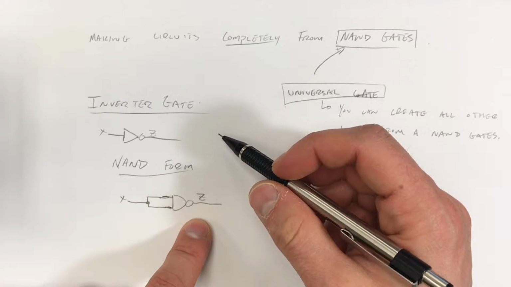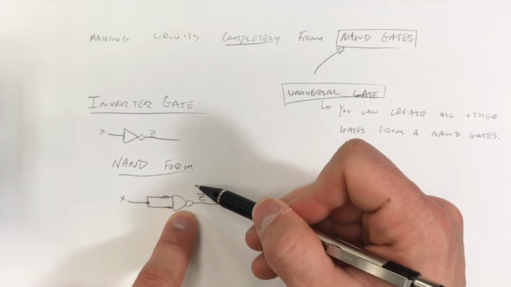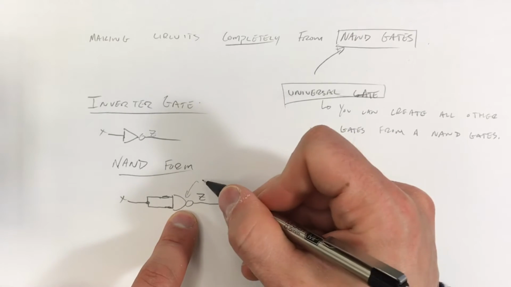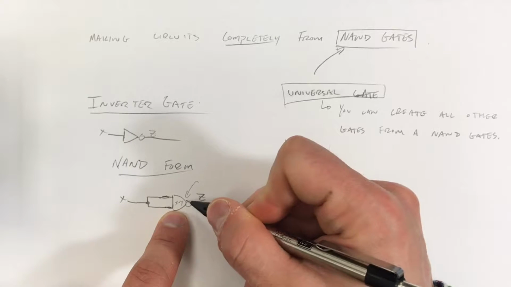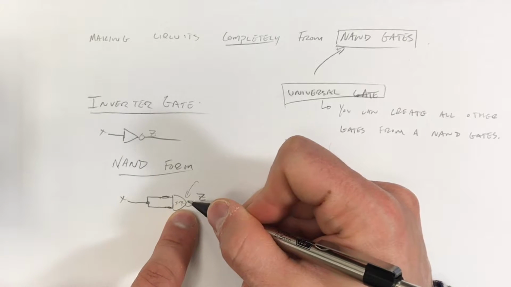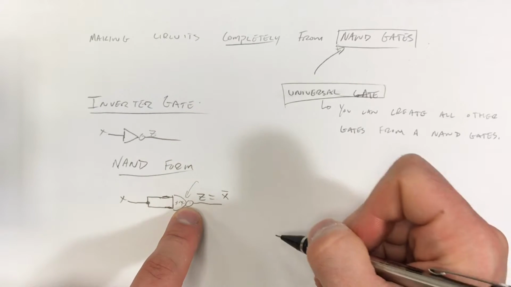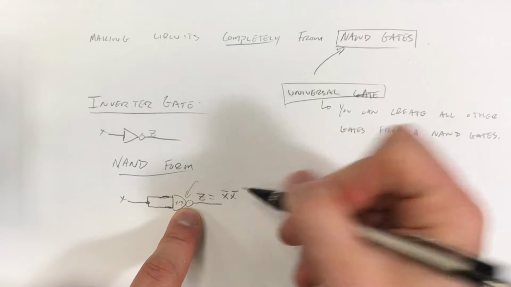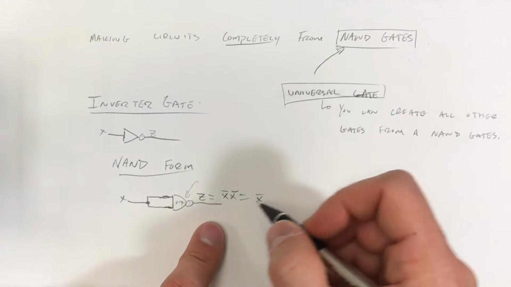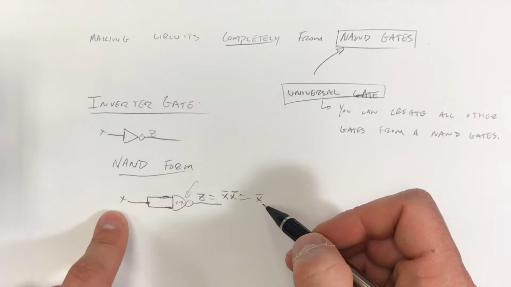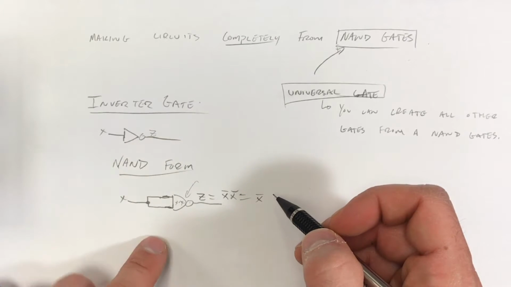So we have X and X going into the NAND gate. Because we have X and X right here, X AND X equals X, and then going through the inversion, we get X not, which equals X not. We have X not coming out of here, so Z equals X not. That's how the NAND gate acts as an inverter gate.